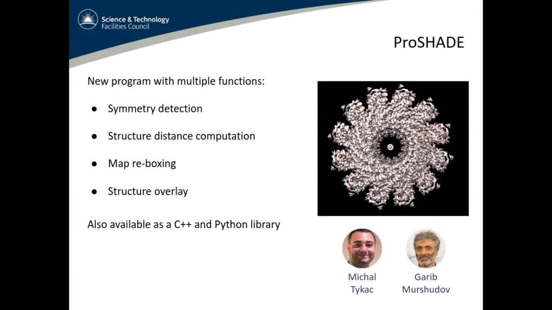The final tool we have for the map optimization function at the moment is called ProShade. So this is a new program with a few different functions that comes from Mikhail Tivkat and Gareth Moshodov's group. It's very new, and we're just getting to grips with how best to use it. So we will probably be integrating this into some of our existing job pipelines at some point, but at the moment it's just a standalone tool you can use if you want to.